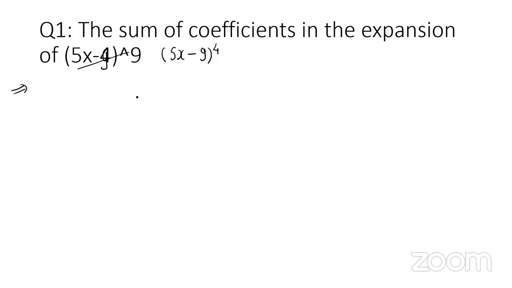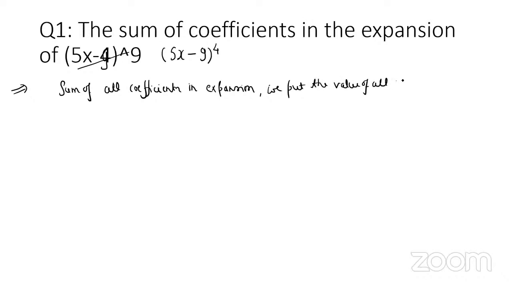Actually, in such questions there is a shortcut which we need to apply. Whenever we have to find the sum of all coefficients in any binomial expansion, or any expansion in which there are so many variables, let's say 2 variables, 3 variables, we just do one thing: we put the value of all the variables equal to 1. As we do this, we'll automatically get the answer.